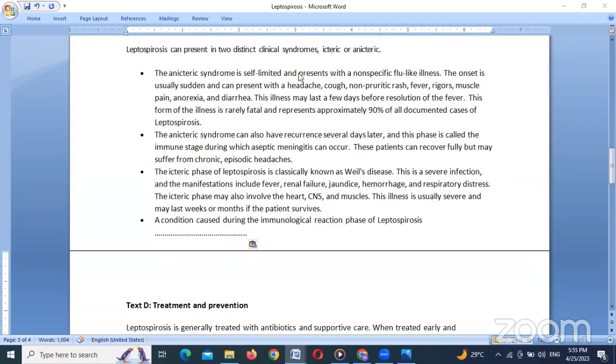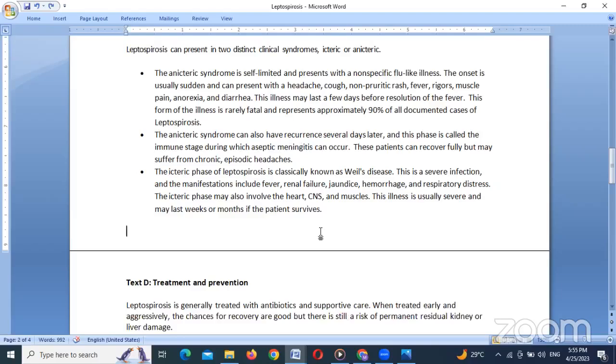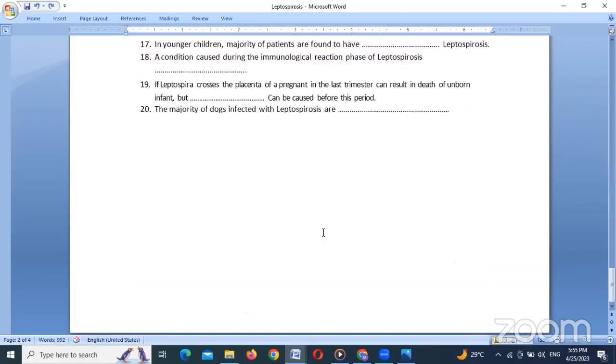What is the answer? Very good. The answer is aseptic meningitis. This is a medical condition that can occur during the immunological reaction phase of leptospirosis, as written directly here. So the answer is aseptic meningitis, not anicteric syndrome. Be careful, please. A small mistake can give you a wrong answer.